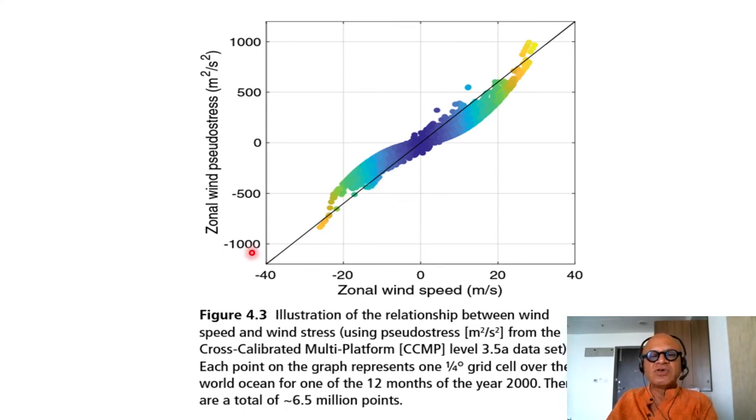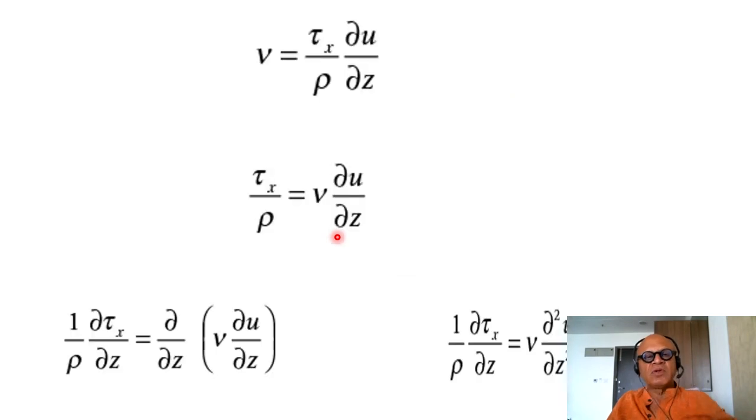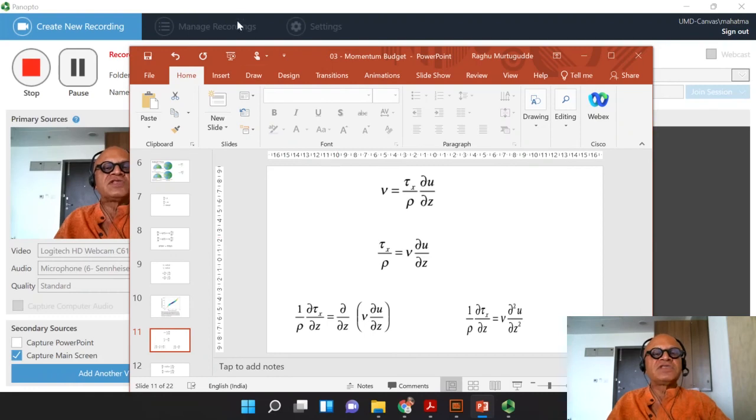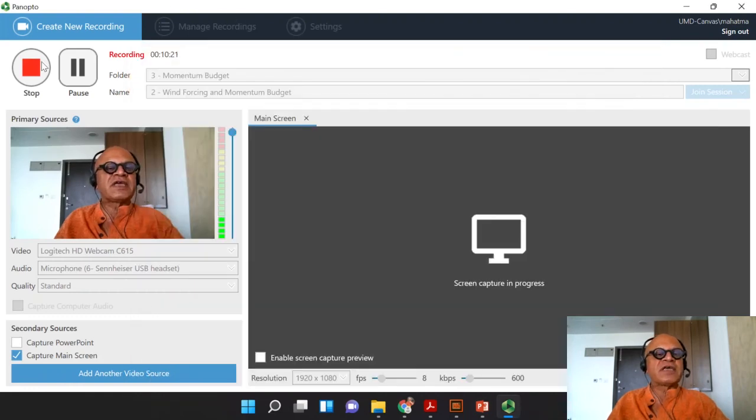Okay, so you can see that as the zonal wind speeds, depending on whether the pseudo wind stress is negative or positive, you get this relation with the pseudo wind stress, which is in meters squared per second squared. Okay, so just keep that in mind, and we'll come back and look at further details of wind stress in the next podcast.